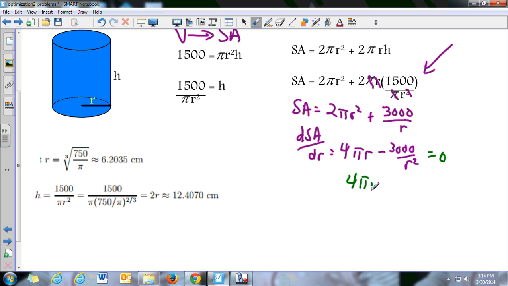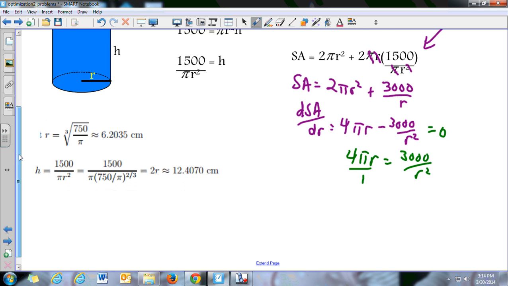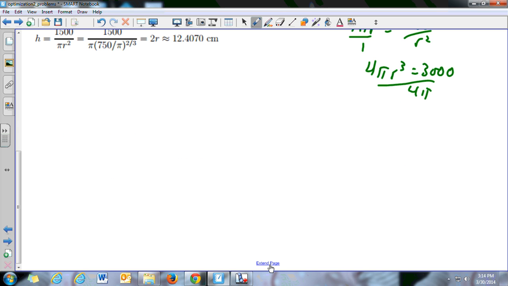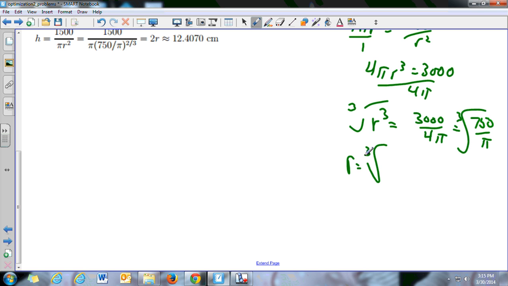So now 4 pi r equals 3,000 over r squared. Use a proportion, cross multiply, and you're going to find out that 4 pi r cubed equals 3,000. Divide by 4 pi. So r cubed equals 3,000 over 4 pi, which is the same as 750 over pi. Take your cube root. So r equals the cube root of 750 over pi.